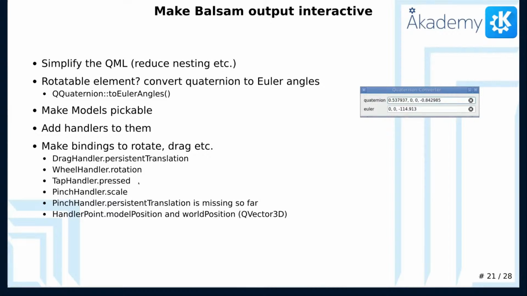The TapHandler pressed property is useful, of course. The scale and the translation on the PinchHandler are useful, but so far we haven't added the persistent translation properties. I'm proposing to add to HandlerPoint the model position and the world position as QVector3D. You can actually get the 3D positions in QML when you're using any of these handlers.